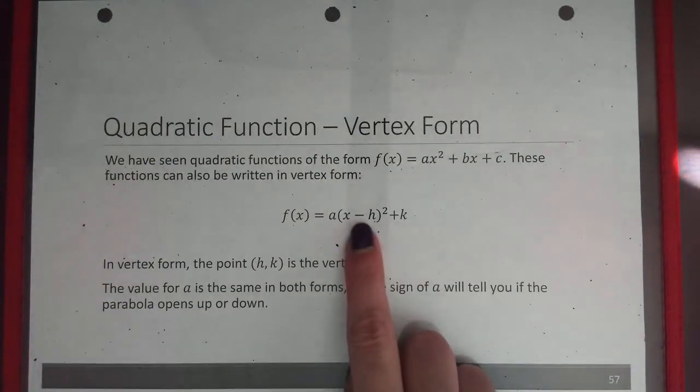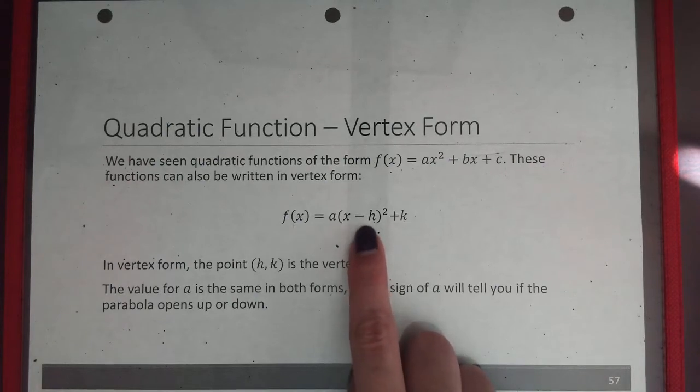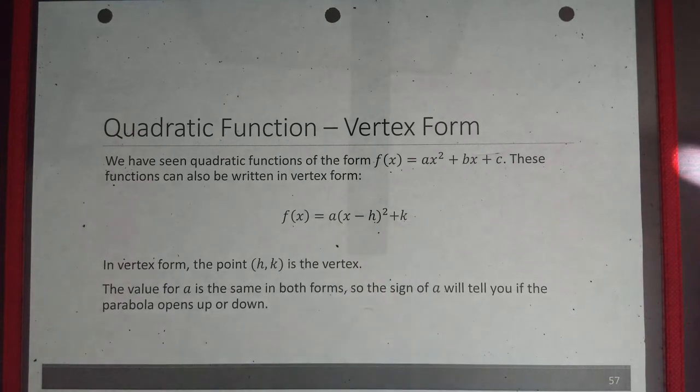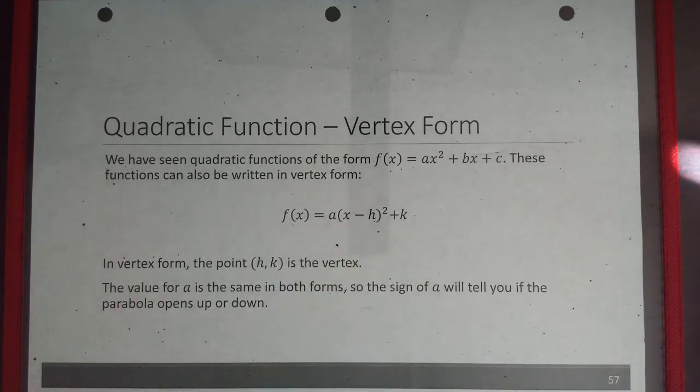Notice that there's a negative in front of this h. So in the formula, we're going to have to change the sign on h, but the k is just going to be that number out back. Something else that's really nice about this form is that the value of a is the same in both forms. So the sign of a is still going to tell you whether the parabola opens up or down. Even in this form, if a is positive, it will open up, and if a is negative, it will open down.